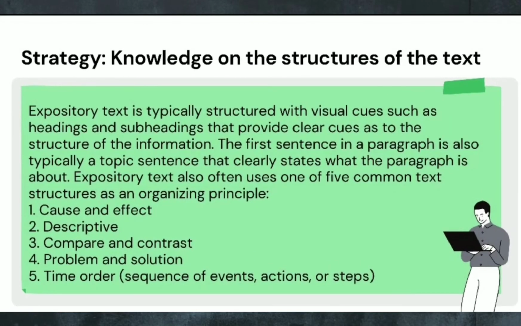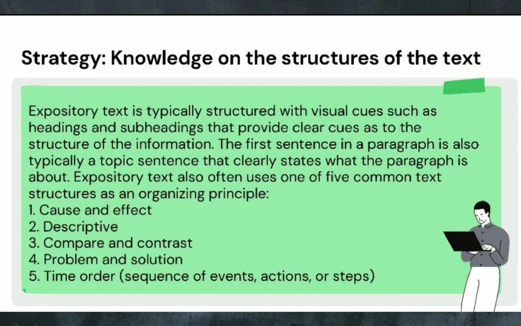Now that you are already knowledgeable about what is expository text, let's now tackle the strategies you can employ in reading expository text. The first strategy in reading expository text is your knowledge of the structures of the text. Expository text is typically structured with visual cues such as headings and subheadings that provide clear cues as to the structure of the information. The first sentence in a paragraph is also typically a topic sentence that clearly states what the paragraph is about. Expository text also often uses one of the 5 common text structures as an organizing principle.